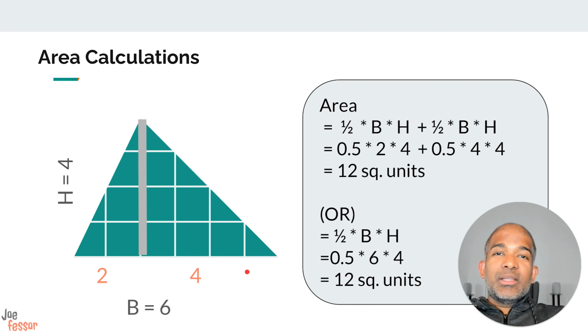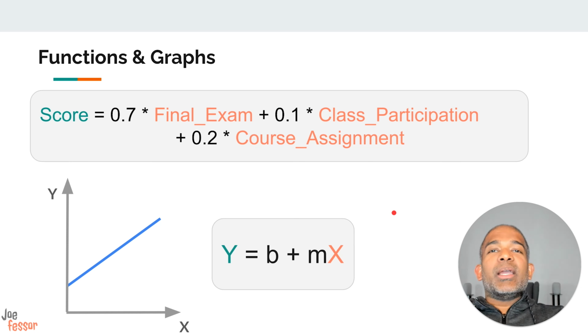So in this picture, the base is the whole horizontal line at the bottom, which is 6 units, and the height is the vertical line going down to meet the base at a 90 degree angle. So the height here is 4 units. So in our calculation, that's half times base times h, half times 6 times 4, which gives us 12 square units. Okay, now let's move on and talk about functions and graphs.